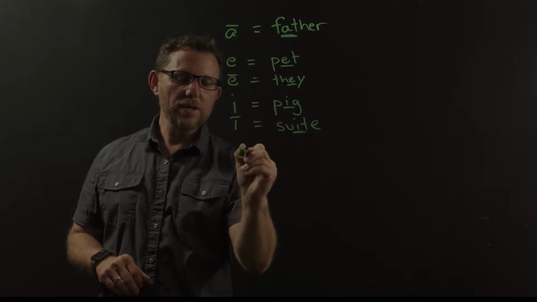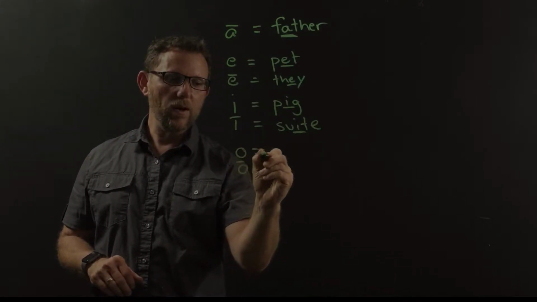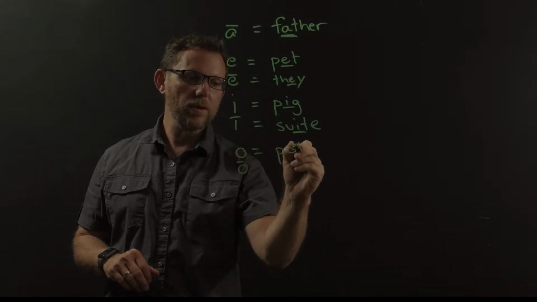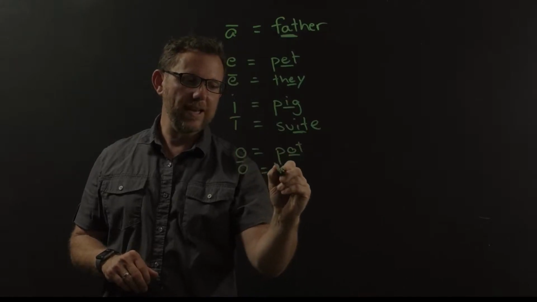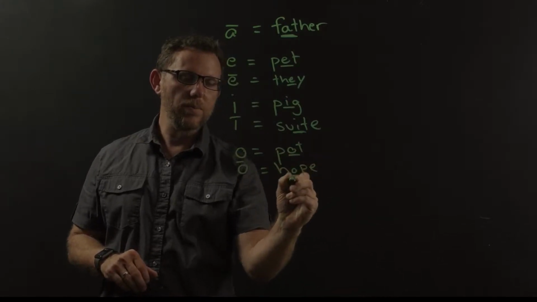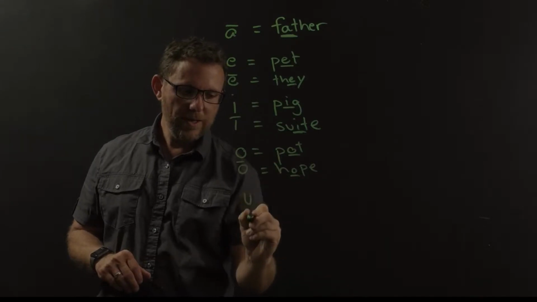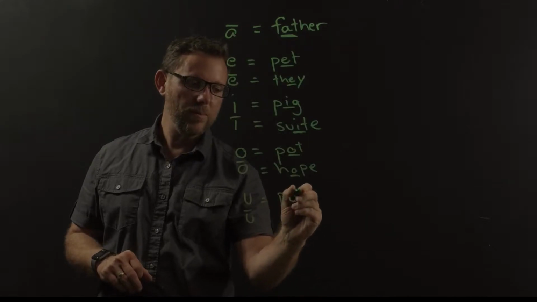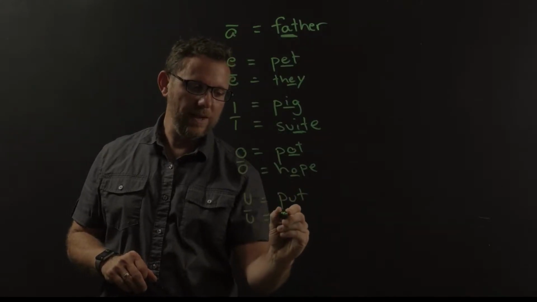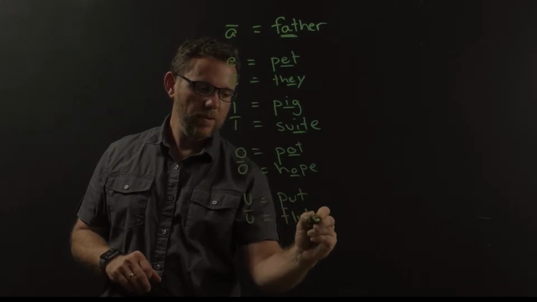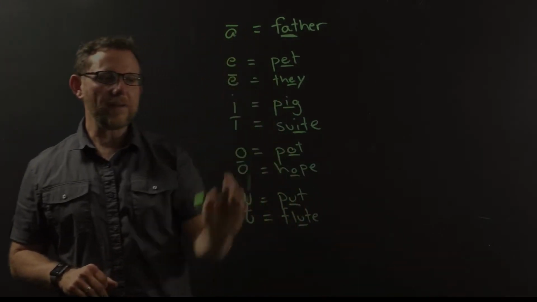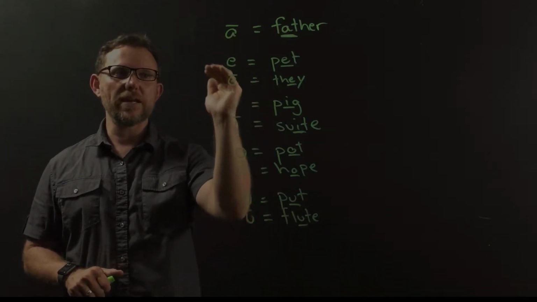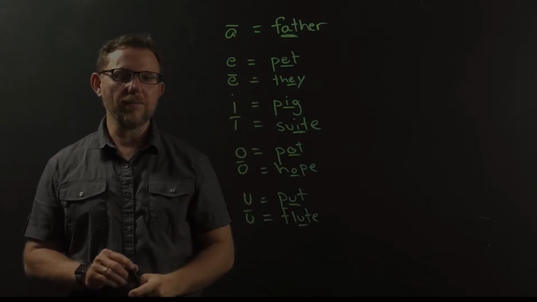And then we have the letter O, which is very simple. Short O and long O sound just like they do in English. So the short O sounds like the O in the word pot, and the long O sounds like the O in the word hope. The last of the vowels is U, and it's fairly simple as well. The short U makes the sound like we hear in the word put, and the long U makes the sound "oo" like we hear in the word flute. So these are the vowels, and you need to practice these sounds and get used to making sure that you recognize the difference between short vowels and long vowels.